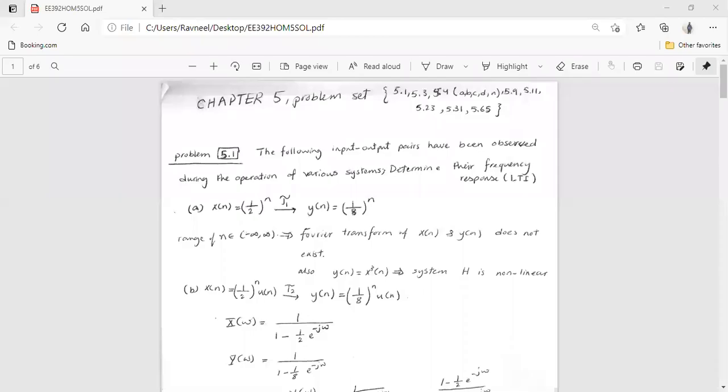Okay, good. Then let's start with this fixed tutorial, right? Okay, so question number one, the following output is given, right? We need to determine their frequency response provided the system is LTI, right? That means if the system is linear time invariant.